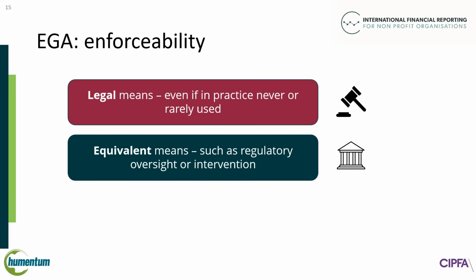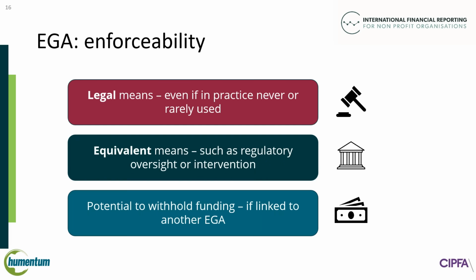For example, regulatory oversight or regulatory powers may provide the parties to a grant arrangement with the effective means to enforce the arrangement. This could be through appeal to a regulator, where the regulator has enforcement power. This could apply even if the specific agreement is not legally enforceable. Therefore, the substance of the arrangement needs to be considered, rather than the legal form.